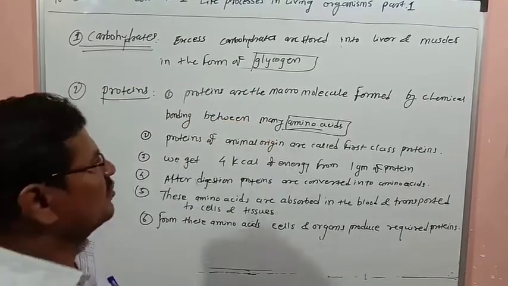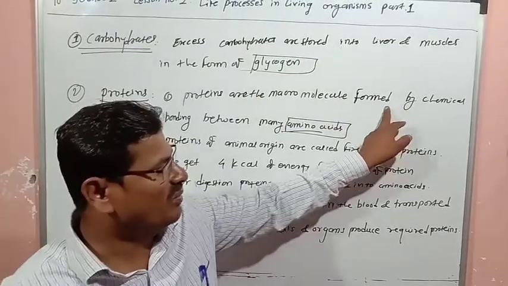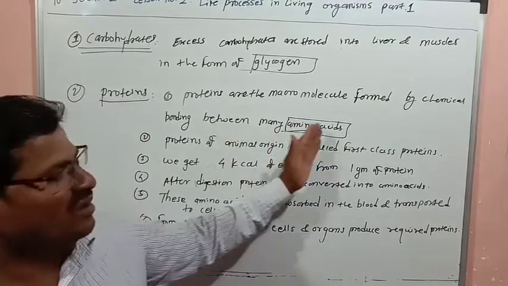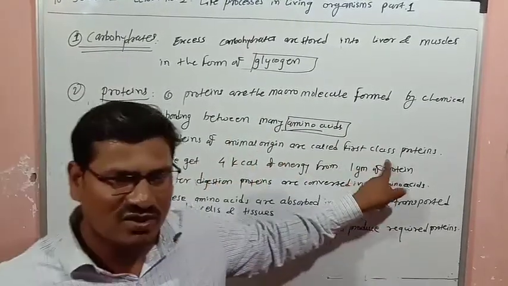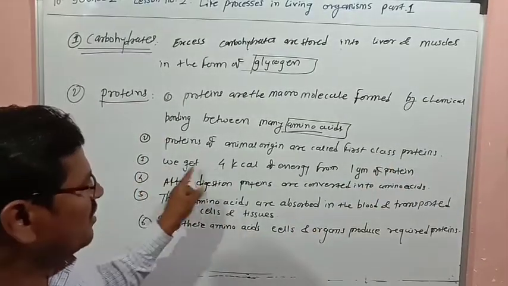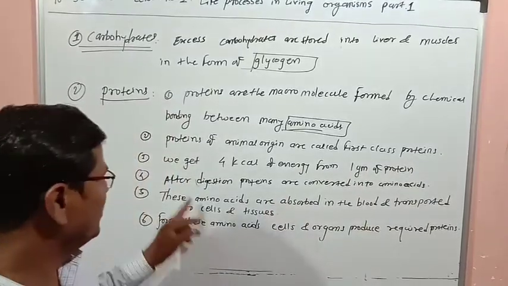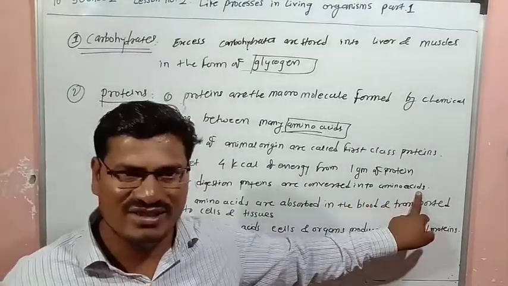Proteins are the macromolecules formed by chemical bonding between many amino acids. Proteins of animal origin are called first class proteins. We get 4 kilocalories of energy from 1 gram of protein. After digestion, when proteins are digested, they are converted into amino acids.